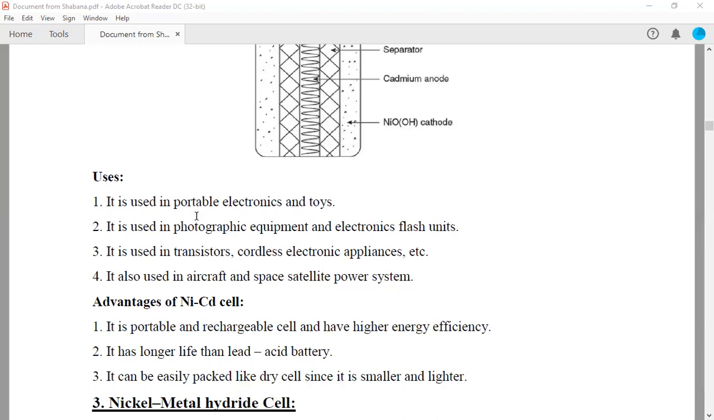And coming to the applications, nickel cadmium batteries are used, as I already told, in aircraft and diesel engine starting, lighting of trains, emergency power supply, and for many military applications.